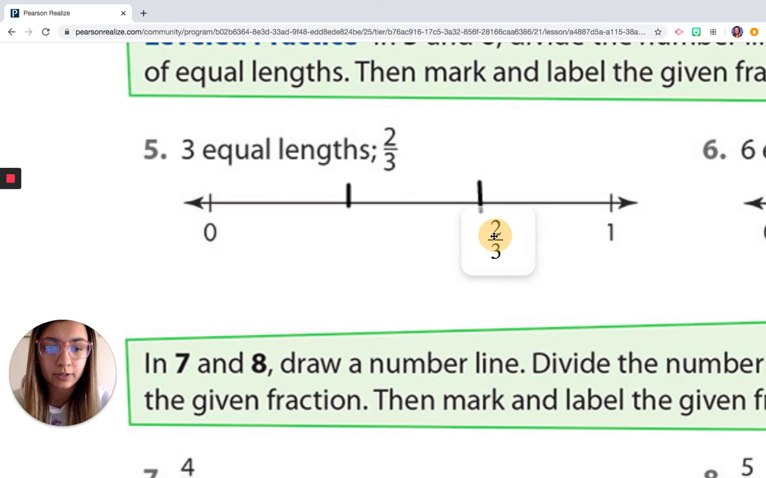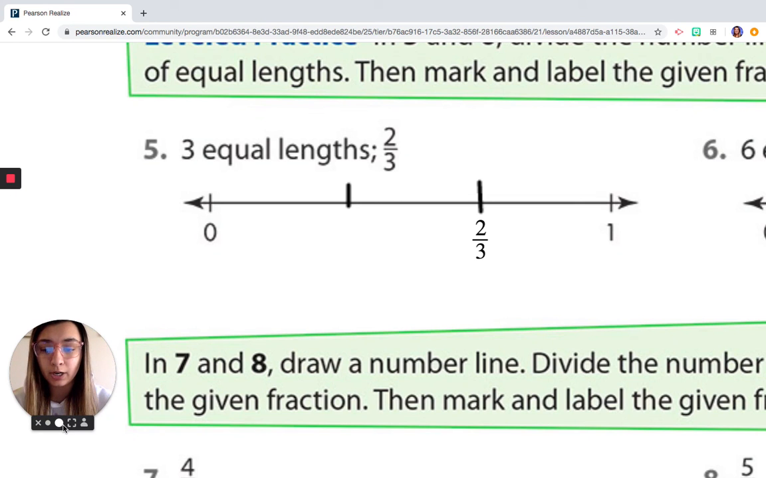So I'm going to pull this one down. And then I know my 1 is my whole, so it would say 3/3. So I know that that's correct. I would have 1/3, 2/3, and then this would be 3/3. So I hope that makes sense.